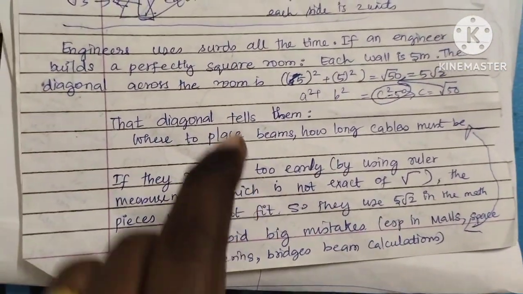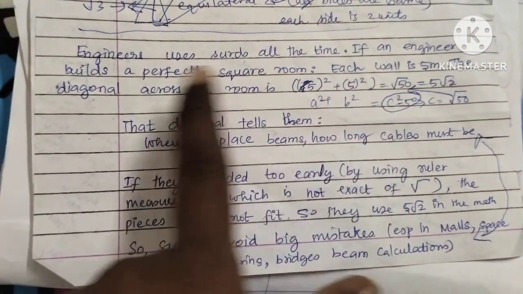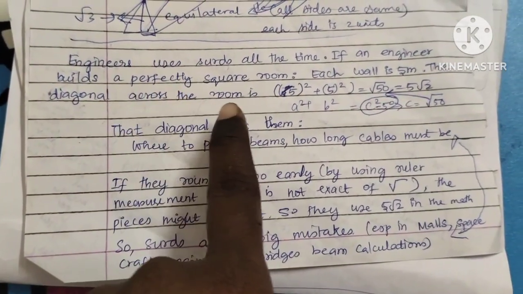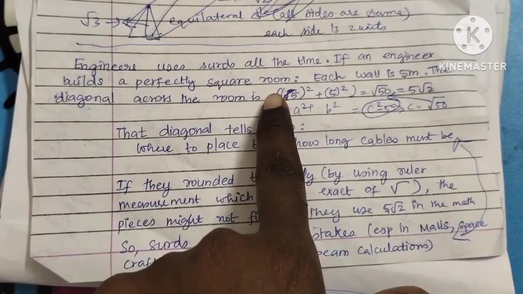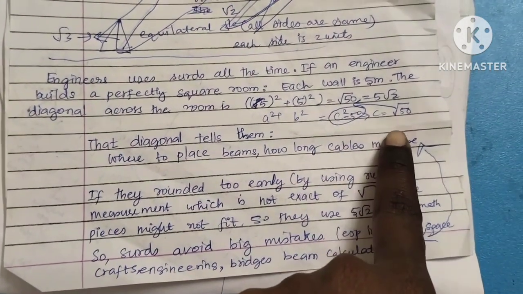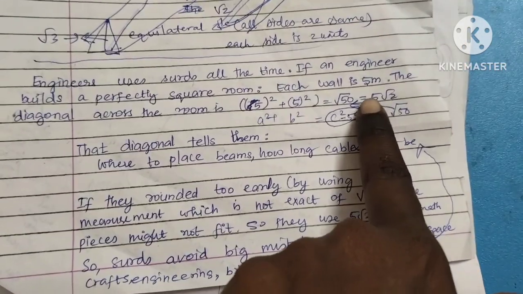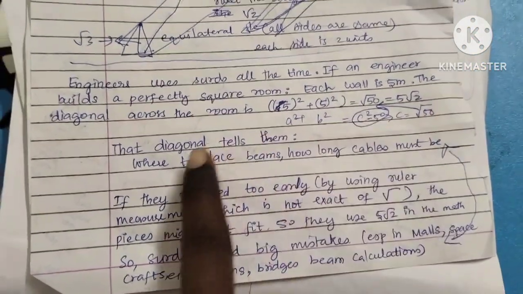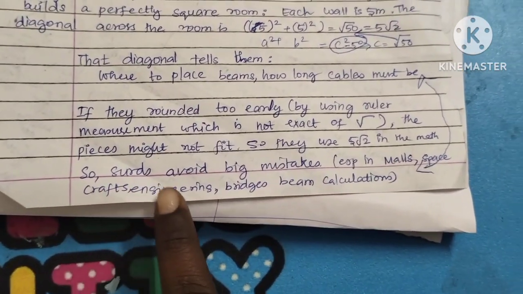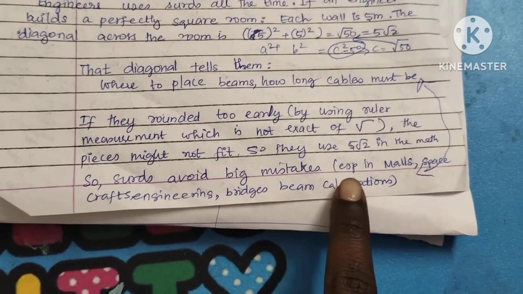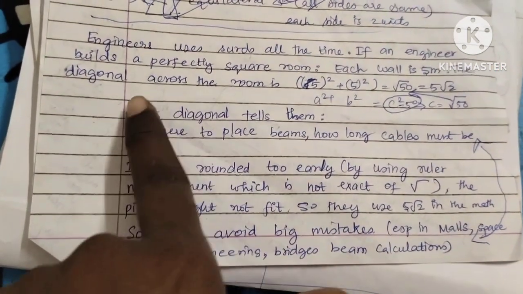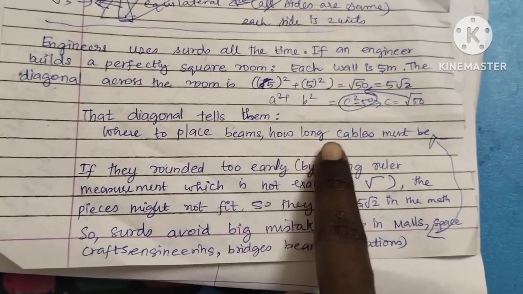Engineers use surds all the time. If an engineer builds a perfectly square room, each wall is 5 meters, the diagonal across the room is a square plus b square, so 5 square plus 5 square is equal to c square, which is 50. Then c is the square root of 50, which is 5 times the square root of 2. So it's very important, especially when they are constructing a big mall or in spacecraft engineering or bridge beam calculations. The diagonal of these structures tells them where to place the beam and how long the cable must be.